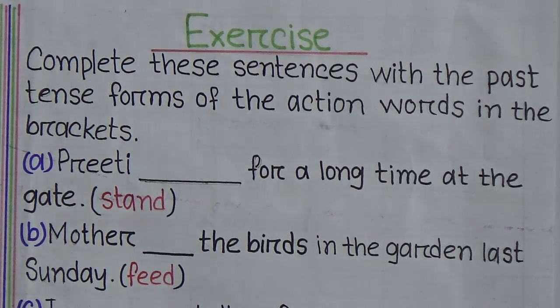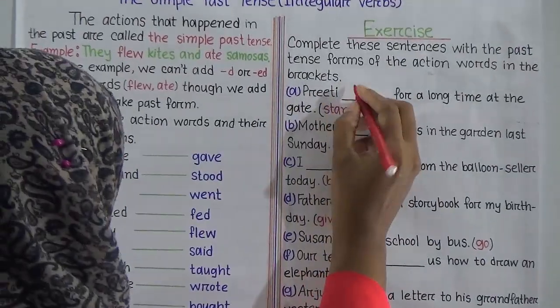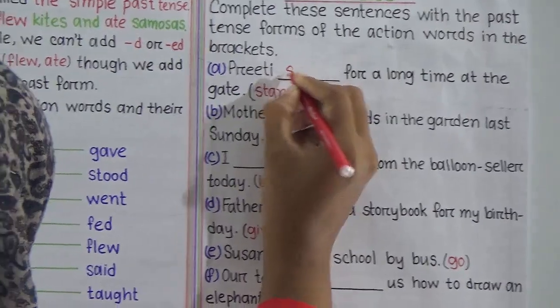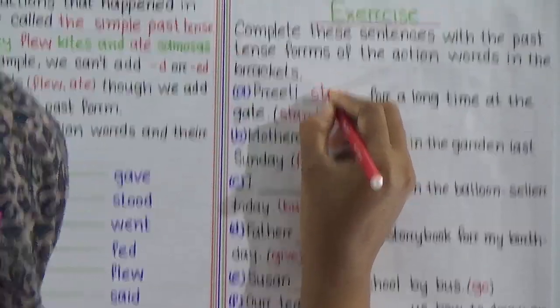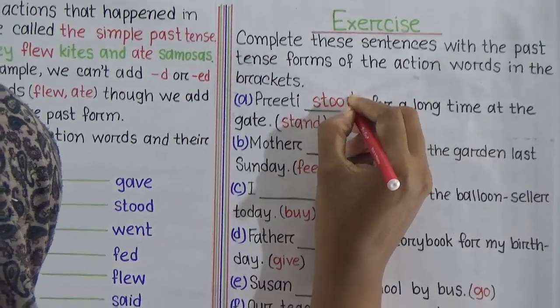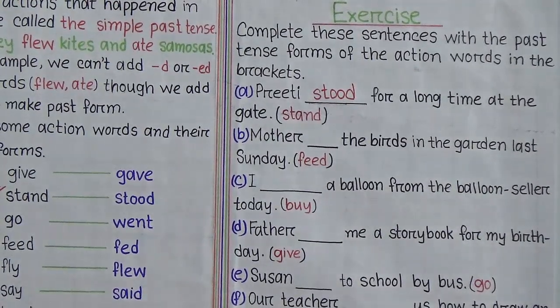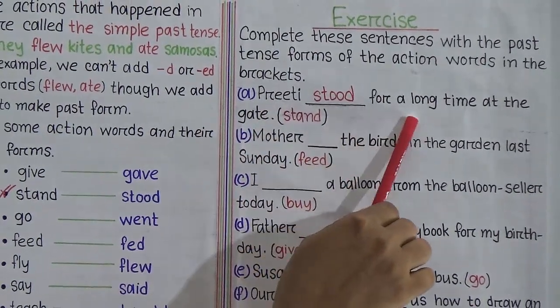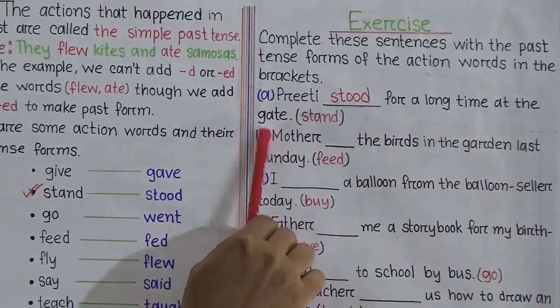So, look here. The past form of the word stand is stood. Spell with me, S-T-O-O-D, stood. So, in the gap, you have to write stood. The sentence will be, Preeti stood for a long time at the gate.